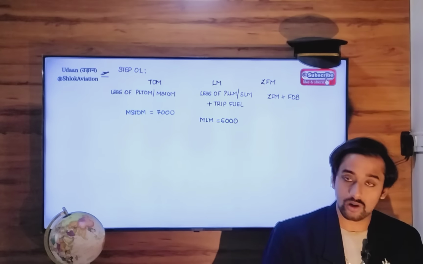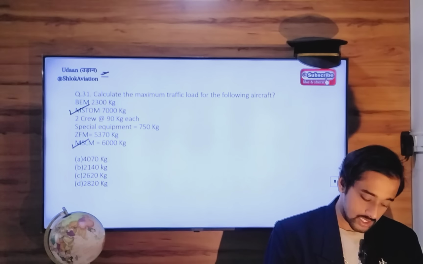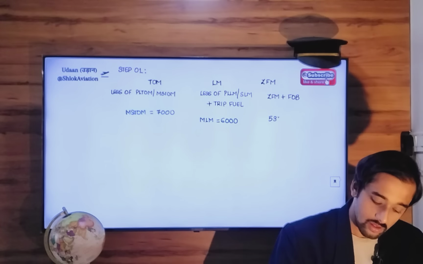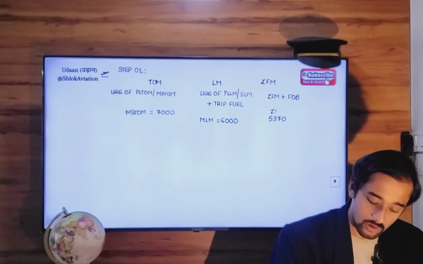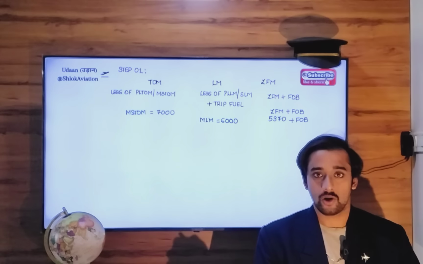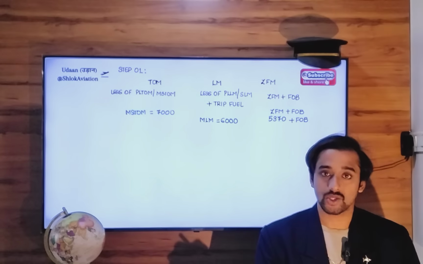Trip fuel is not given to you, so leave that. Next, zero fuel mass is 5370. Fuel on board is missing, that is not given to you, so leave it like that. So out of these three columns, we have only one column which is complete. That is the first column, the takeoff mass column.